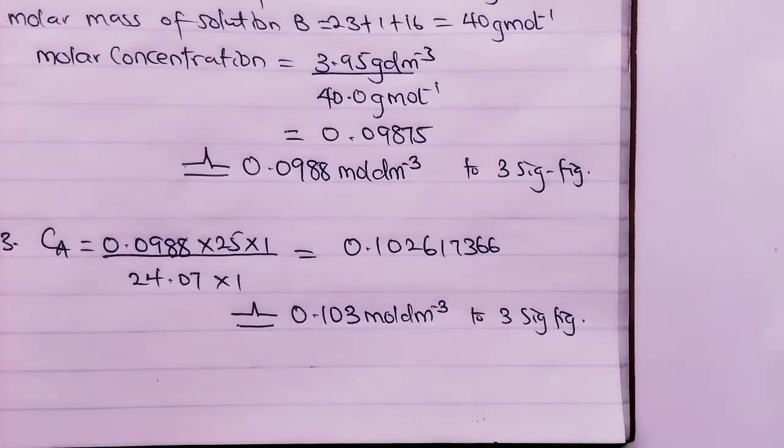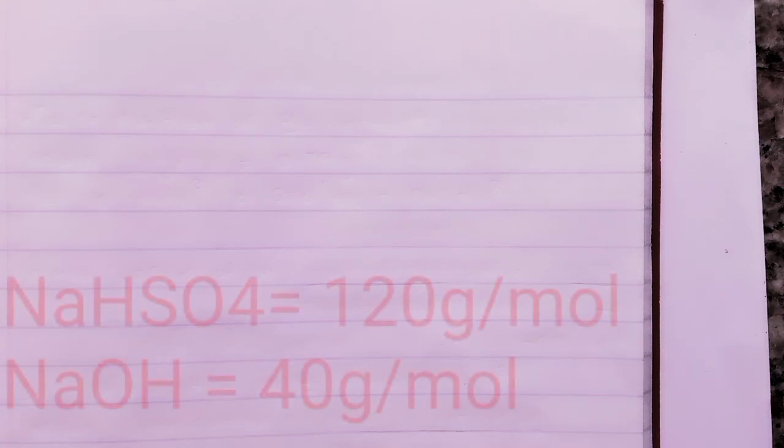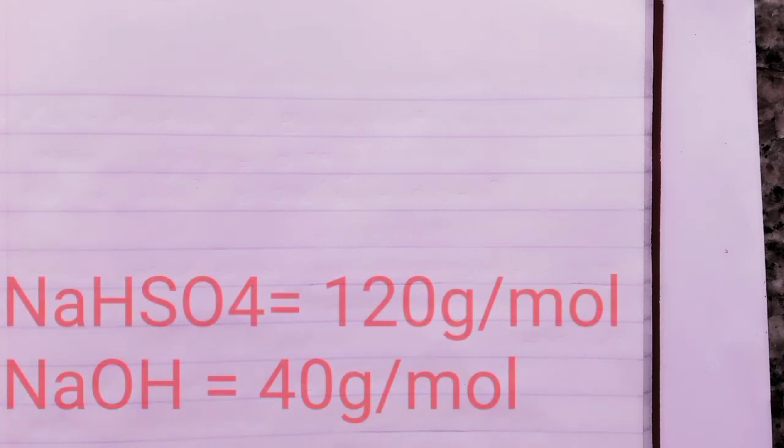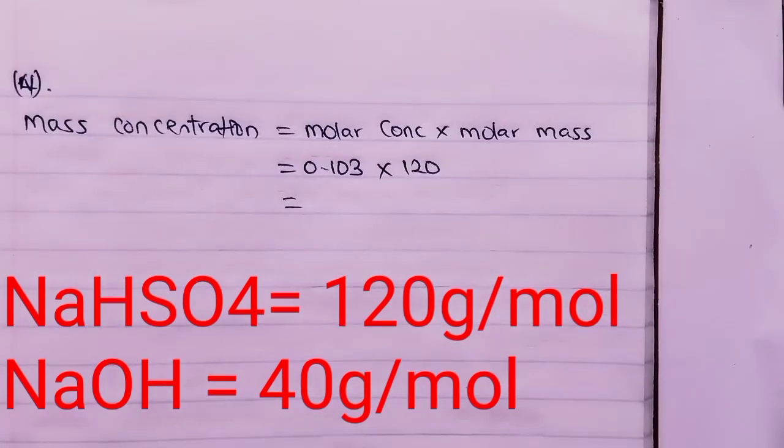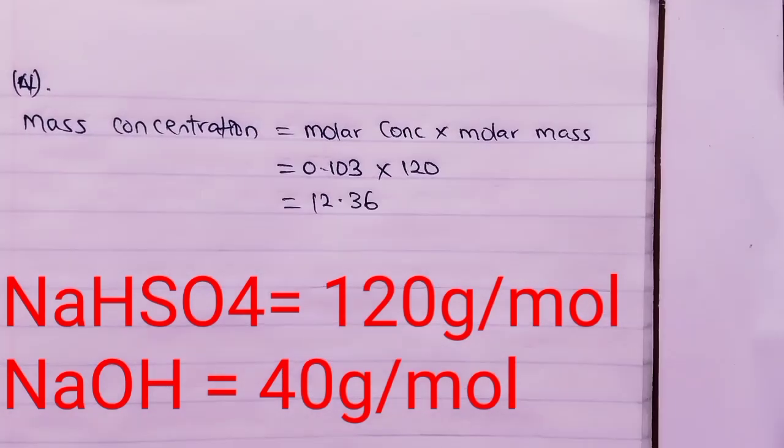Let's go for question number 4. In question number 4, we are being asked to find the concentration in mass per dm³ of solution A. And the molar mass of solution A is already 120, as you can see on the screen. So we use mass concentration, which gives us 12.36 g/dm³.